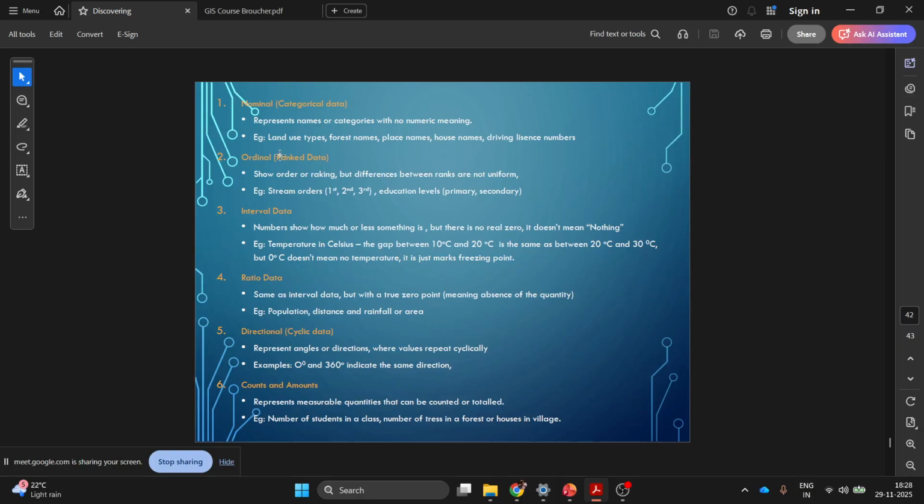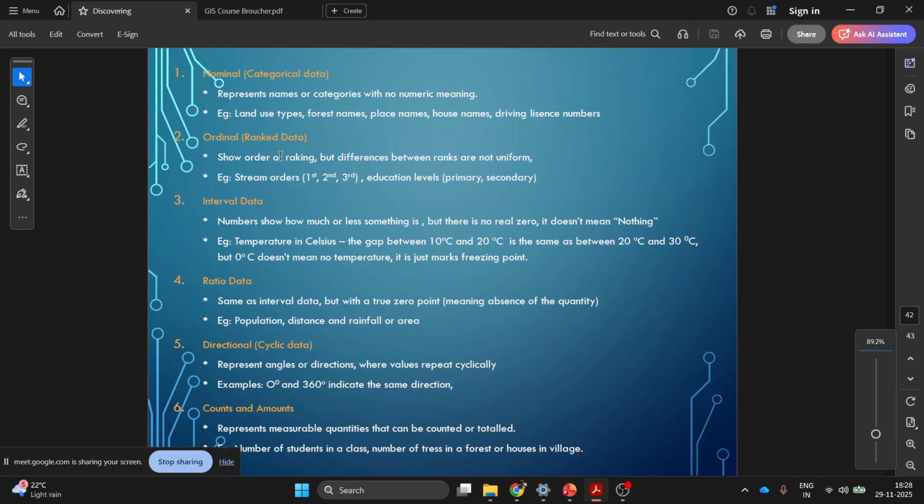In case of nominal, that is categorical data, it represents a name. For example, if the car color is red, that comes under nominal data, which represents names or categories with no numeric meaning. There is no numerical meaning associated with it. For example, a land use type: whether the land is for construction, a forest, or barren land. That is called nominal data. A forest name, a place name, a house name, a driving license number: all these categories come under nominal data.